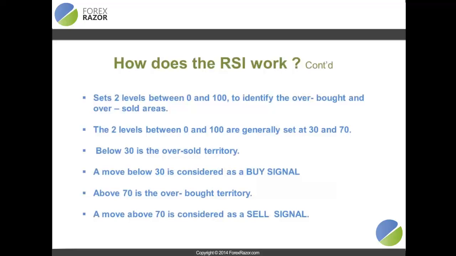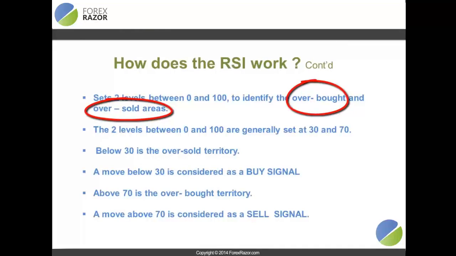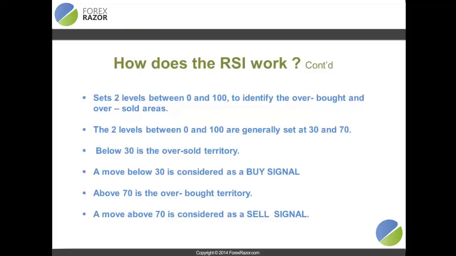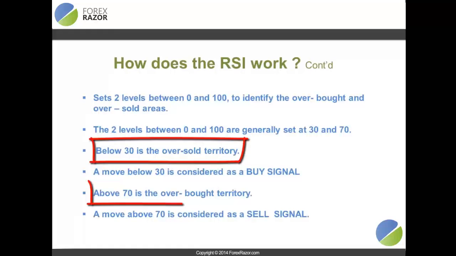There are another two levels fixed between these fixed minimum at 0 and fixed maximum at 100. These two levels are used for identifying the overbought and oversold areas. They are generally set at 30 and 70. Below 30 is considered the oversold territory, and above 70 is considered an overbought territory.